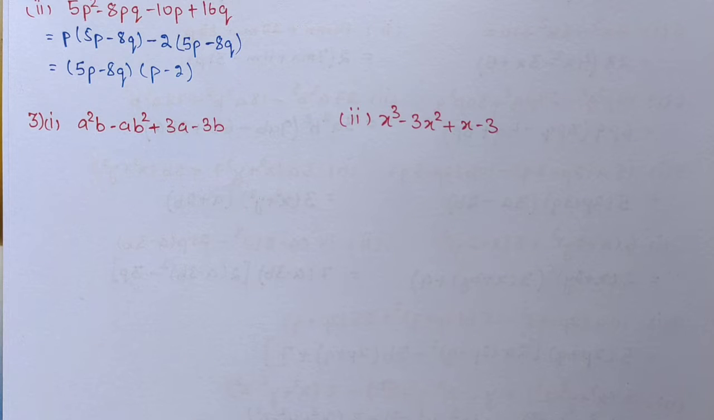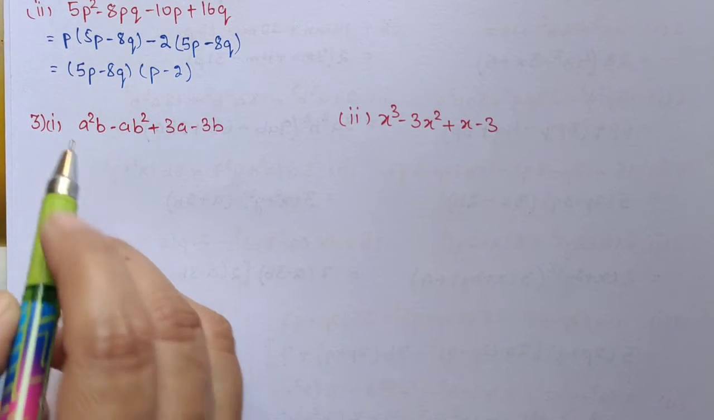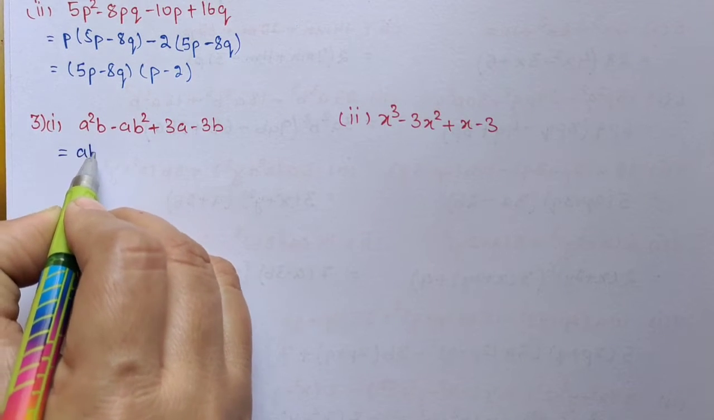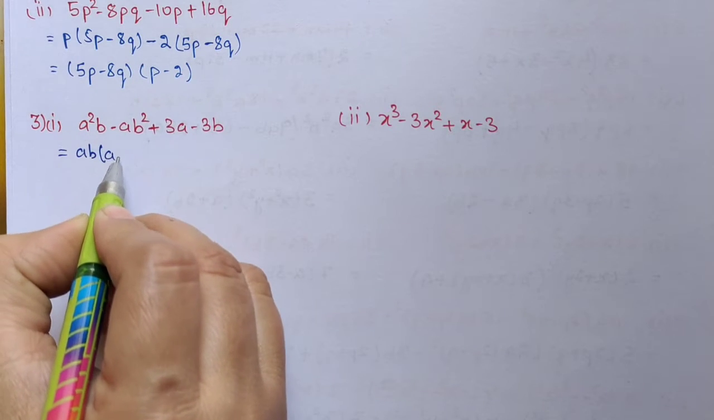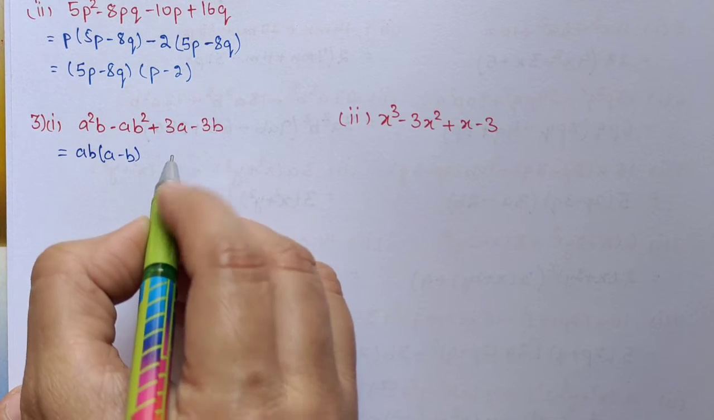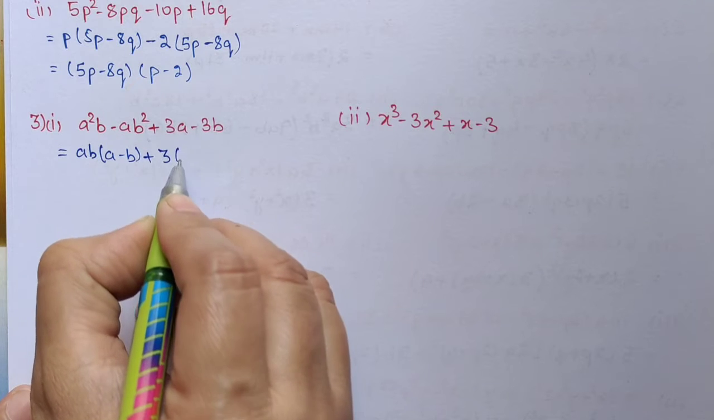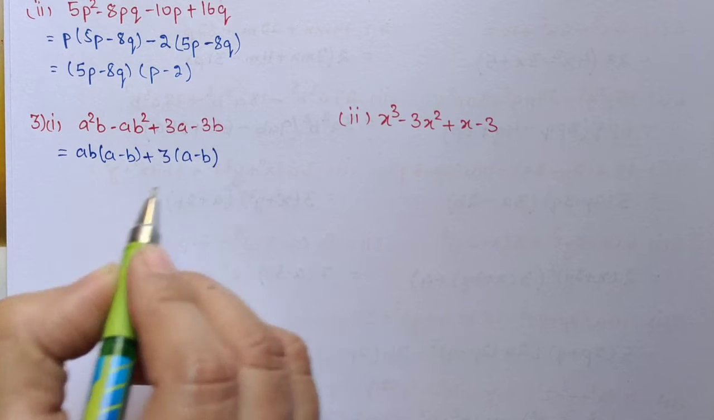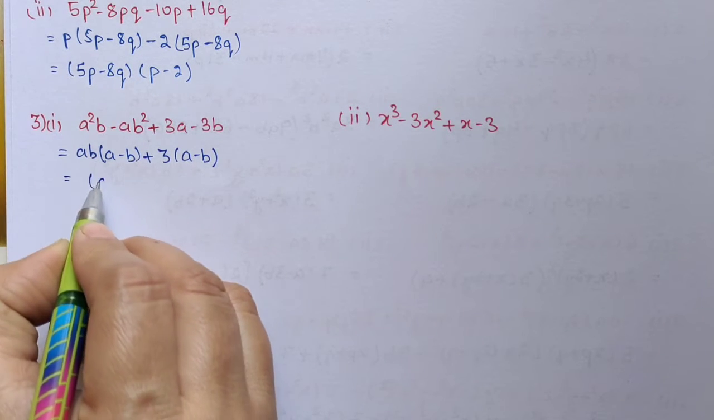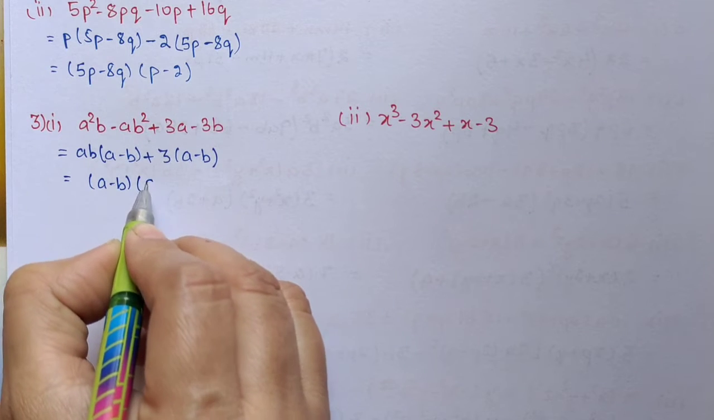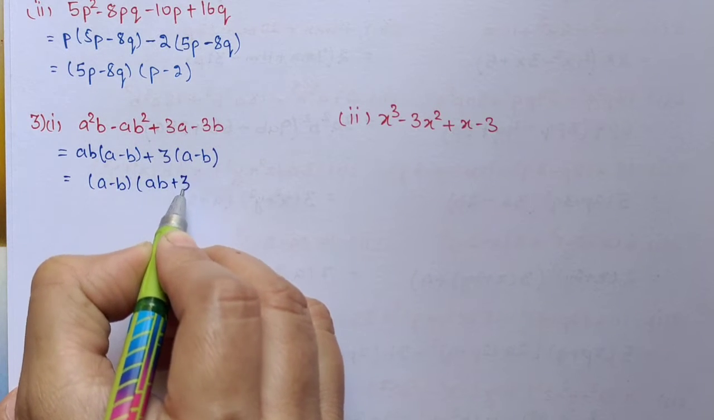Next, third question, a square b minus ab square plus 3a minus 3b. From the first two we can take out ab as common. Then inside the bracket we have a minus b. From the last two, 3 we can take out common. Then inside the bracket a minus b. This a minus b we take out as common. Then the other bracket will be ab plus 3.